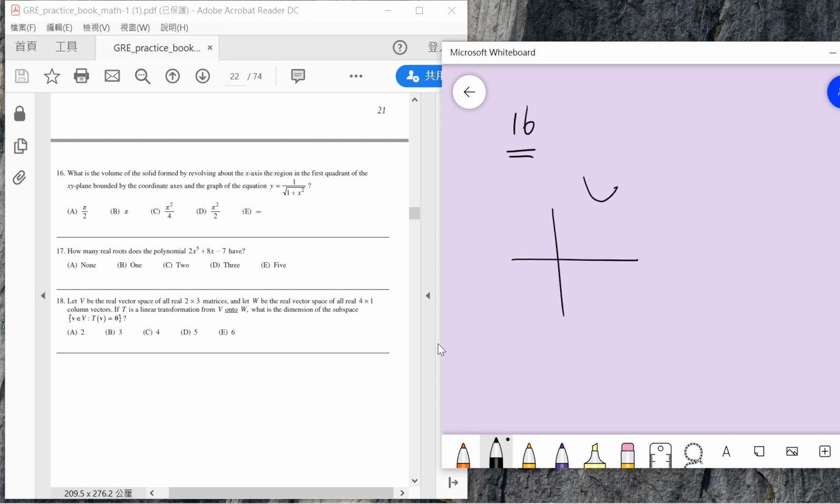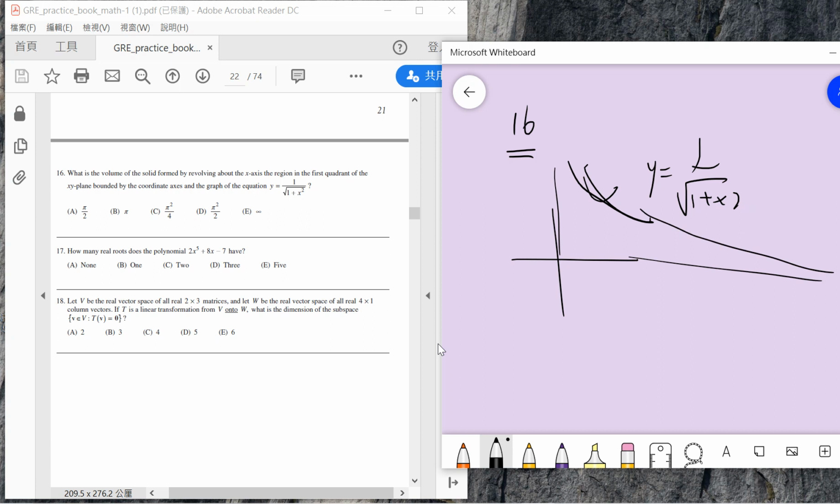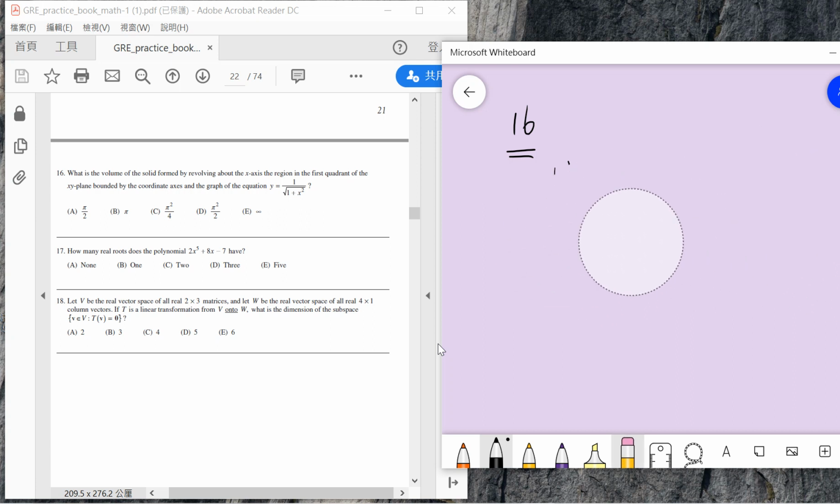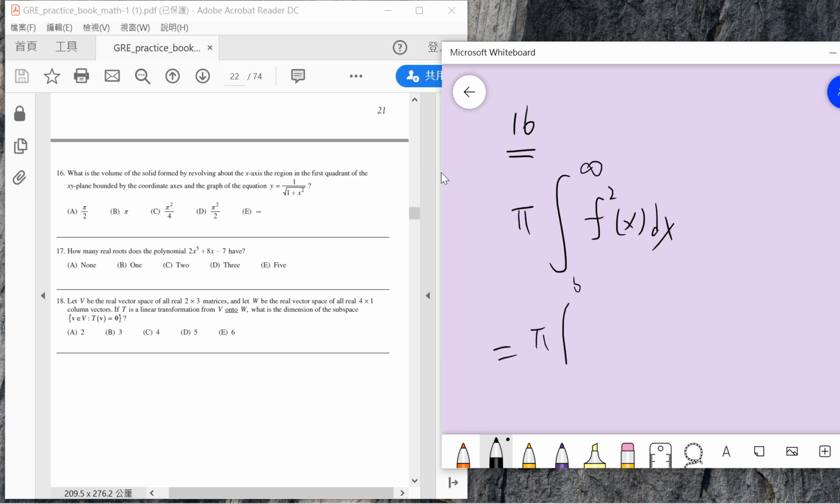Okay, so y is 1 over the square root of 1 plus x squared, and it asks about the rotation volume. So the volume is just pi times the integral of f squared dx over the region. So it's the first region, 0 to infinity. So it's pi times the integral of 1 over x squared dx from 0 to infinity.